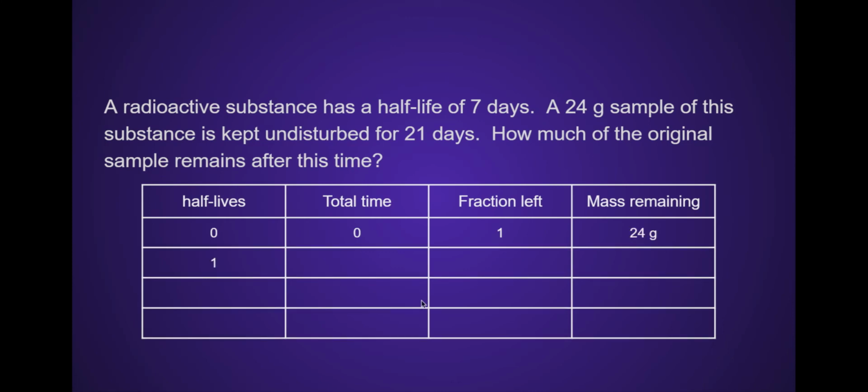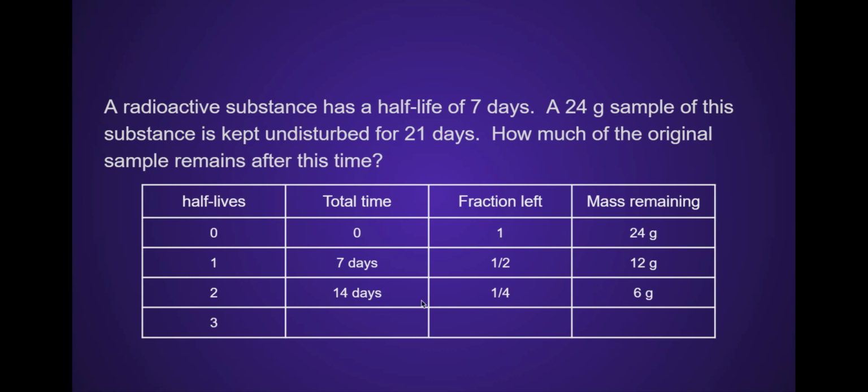All right, after 1 half-life, how much time has gone by? Well, the half-life is 7 days. 1 half-life is 7 days. Fraction remaining, half what we had 1 half-life ago. Mass remaining, half what we had 1 half-life ago, 24. Half of that is 12 grams. All right, after 2 half-lives, how much time has gone by? Another half-life, another 7 days added to the previous 7, so 14 days. Fraction is going to be 1/2 what we had a half-life ago. That's a quarter. And the mass is going to be a half of the 12 grams we had 1 half-life ago, so we have 6 grams.